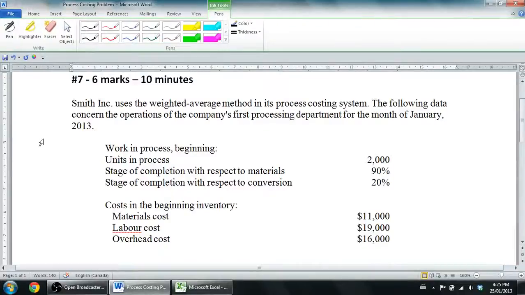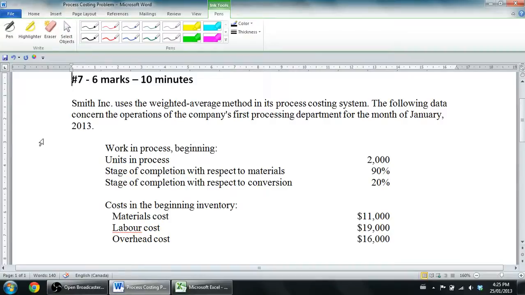In this series of videos, we're talking about process costing. And in our first video, I identified how process costing is different from job order costing. What I thought I'd do in this video is walk through a problem on process costing. And you'll notice something that says number 7, 6 marks, 10 minutes.